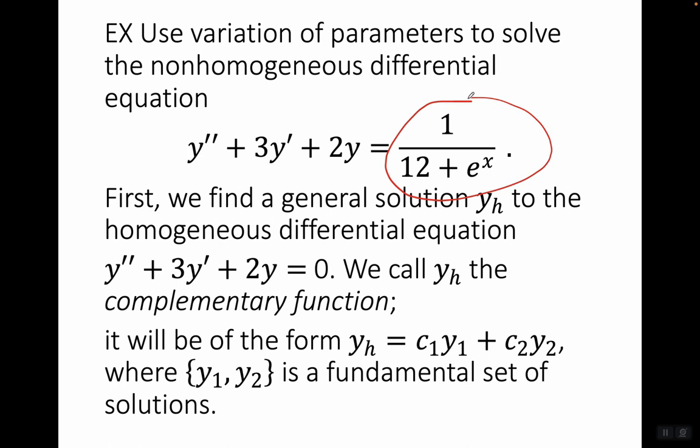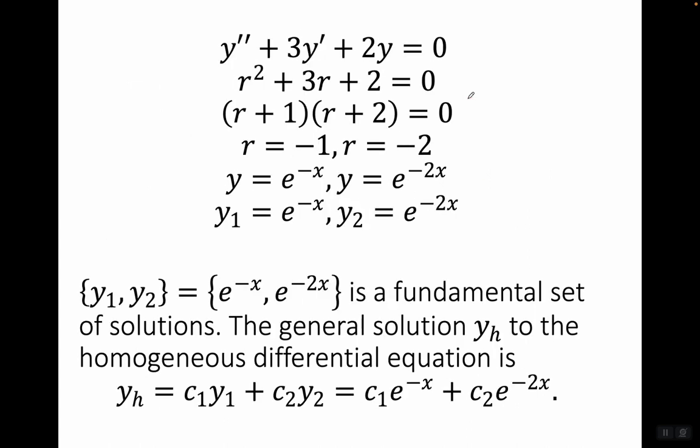First, we find a general solution y_h to the homogeneous differential equation y'' + 3y' + 2y = 0. We call y_h the complementary function. It will be of the form y_h = c1y1 + c2y2, where y1, y2 is a fundamental set of solutions. So we've done this before. We know what to do here.